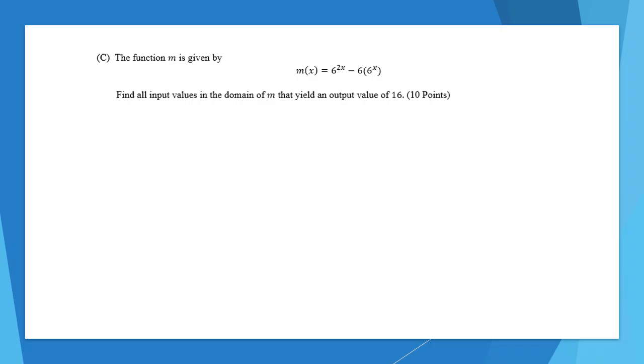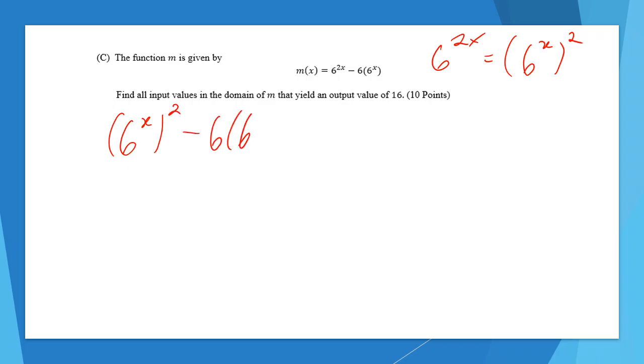Part C, this is going to be the A method. So remember, 6 to the power of 2x is the same as 6 to the power of x, squared, when we break up the multiplication of the exponents. So let's rewrite this as 6 to the power of x, squared, minus 6 times 6 to the power of x. And because these do not have the same exponent, you cannot multiply them to get just 36 to the power of x. A lot of students tried to do that, but you can't do that in math. And then we want to see where this equals 16.